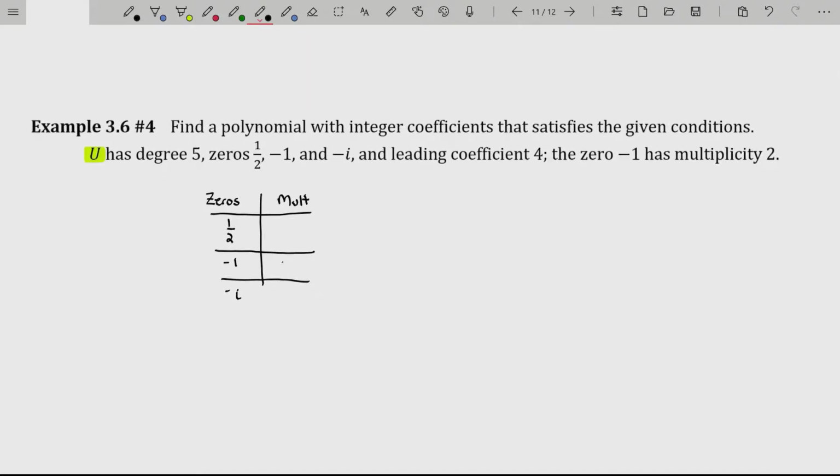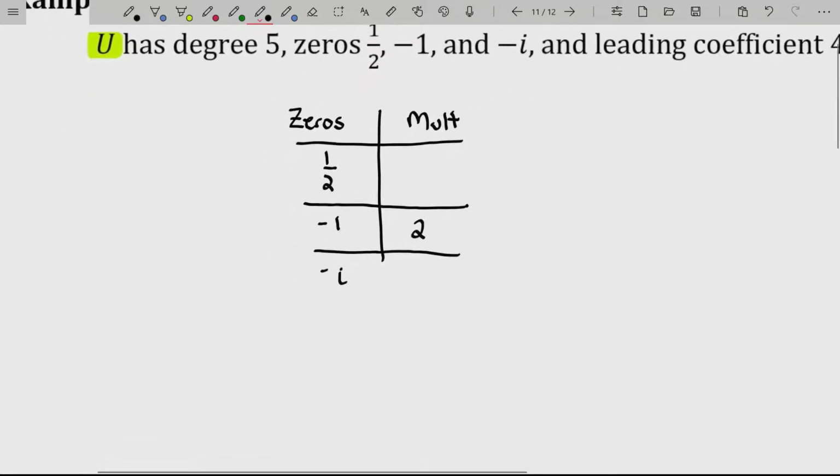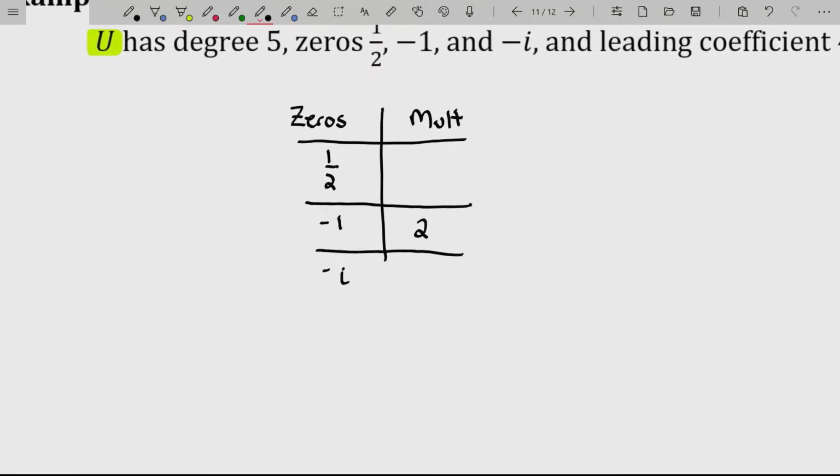The 0 of -1 has multiplicity 2, so I'm going to write 2 right there. Well, this tells us actually all the zeros, because if -i is a 0, then positive i is also a 0. Each being zeros of multiplicity 1. So 1 plus 2 is 3, plus these two right here is going to be 5.